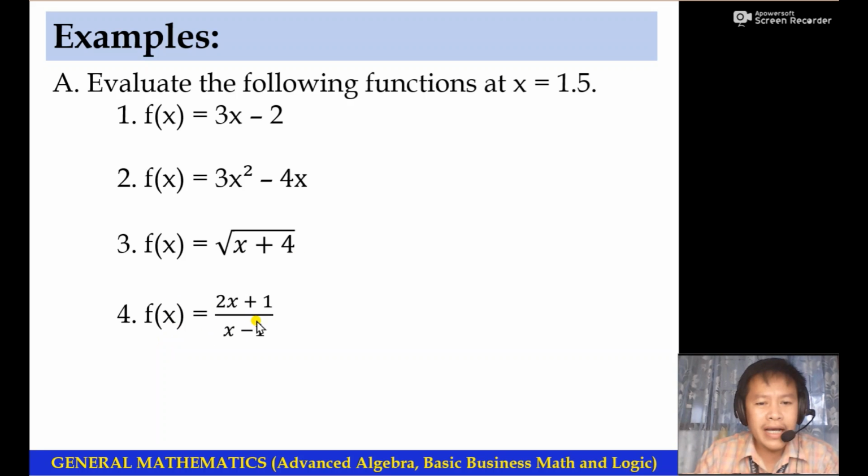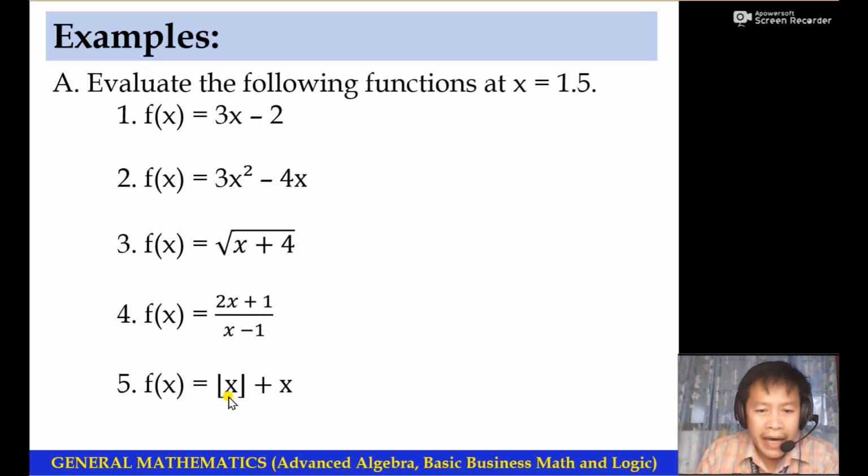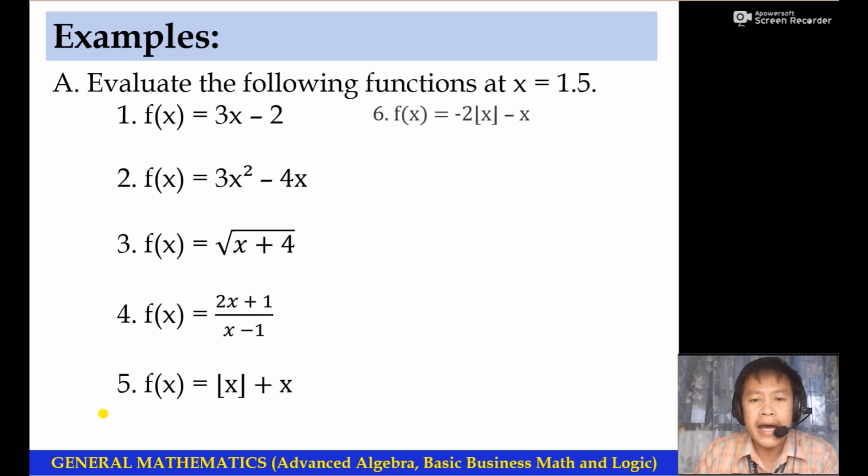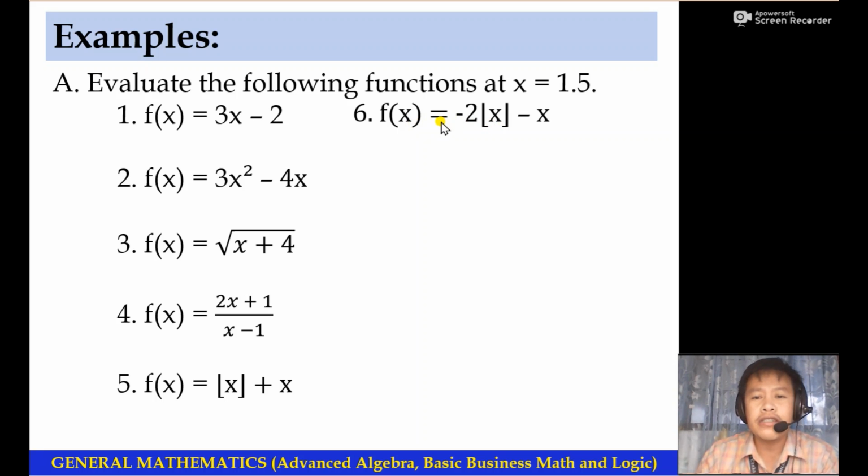And number 4 is a rational function. F of x is equal to 2x plus 1 all over x minus 1. Number 5, f of x is equal to greatest integer function of x plus x. This is a greatest integer function. And number 6 is also a greatest integer function. F of x is equal to negative 2 greatest integer function of x minus x.